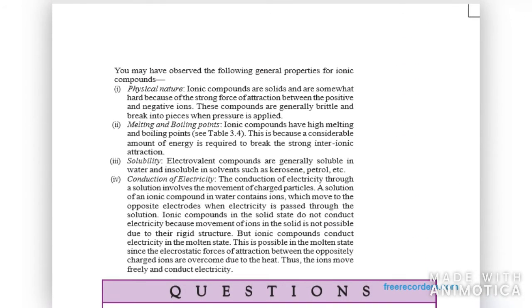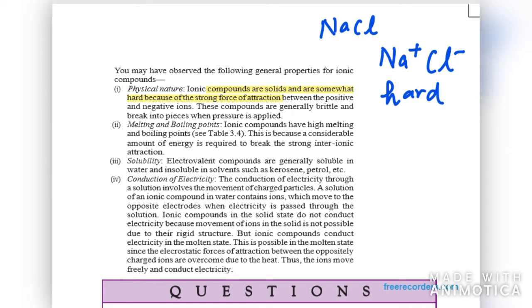So ionic compounds, first property is physical nature. They are quite solid and they are quite hard because of strong force of attraction between them. So as you know, the most common ionic compound is NaCl. In that we have seen that we have Na+ and we have Cl-. So because of positive and negative ion, they have strong force of attraction between them. So therefore they are quite hard and these compounds are generally brittle as well and break into pieces when pressure is applied. If you apply pressure on ionic compounds, they will break down into pieces.